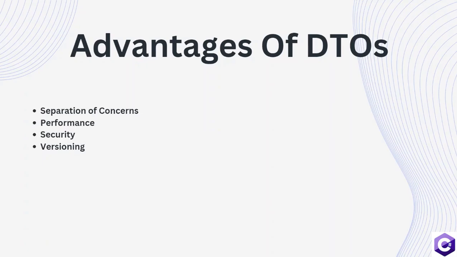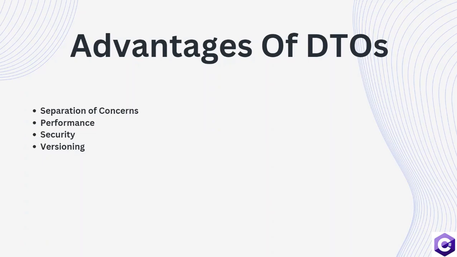For example, the advantages of DTOs are the separation of concerns. So DTOs help us to separate the concerns of an application. The domain objects are usually tightly coupled with a database schema, as we just know, because Entity Framework Core uses them to talk to a database, whereas DTOs can be designed to match the business requirements. This separation ensures that the domain objects are not tightly coupled with the API or the view layer.